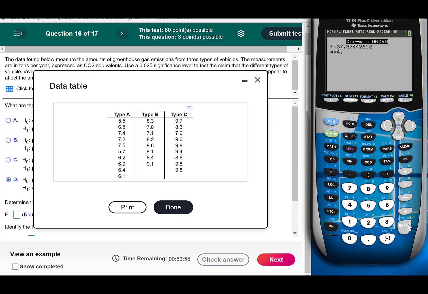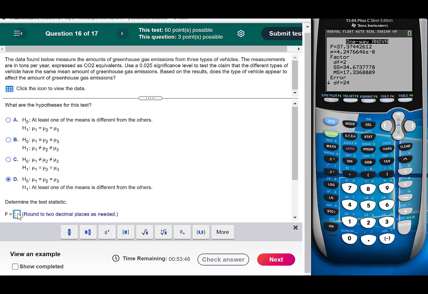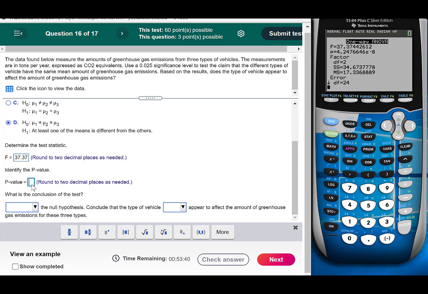And here you go, guys. You see it's the same as StatCrunch. The test statistic is 37.37. The p-value, guys, oh, it says E minus 8. E minus, don't ignore it. Don't write an answer 2.476 or 4.2476. E minus 8 means you have to move the decimal point 8 digits to the left. So we need 7 zeros. There will be 0.000004. So actually he says 2 decimal places. You just put 0.00. That is the p-value.